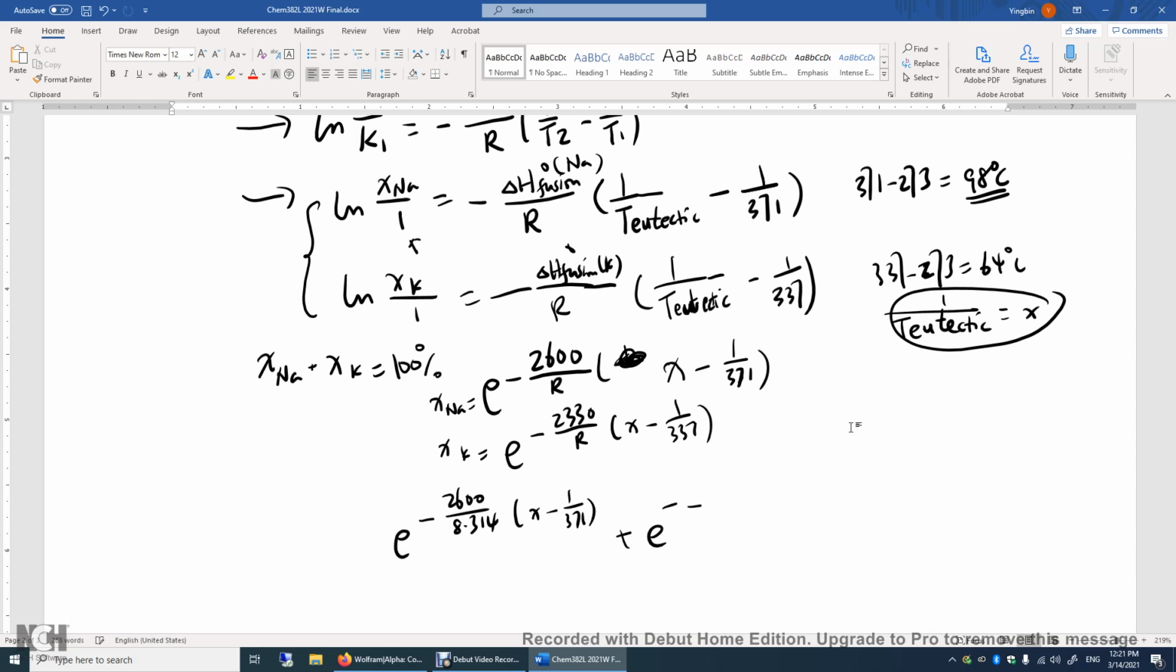Plus e to the power of negative. So these two exponential functions are the mole fractions of sodium and potassium. So it's going to be 100% or just 1. All right, and then we enter this equation in Wolfram Alpha.